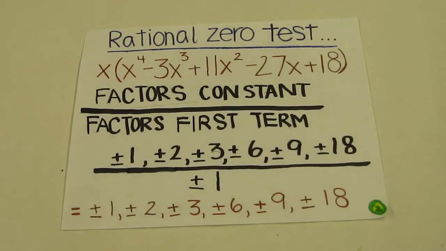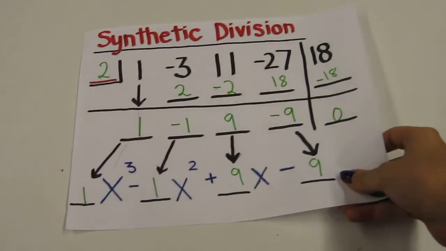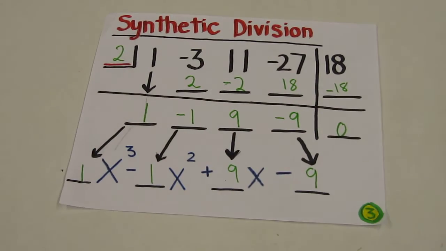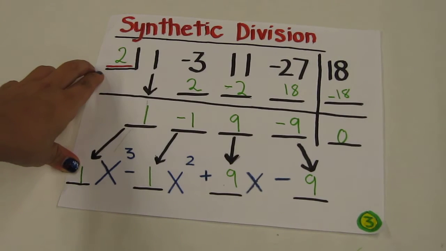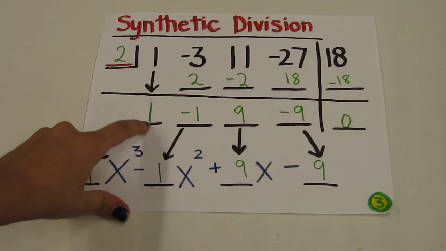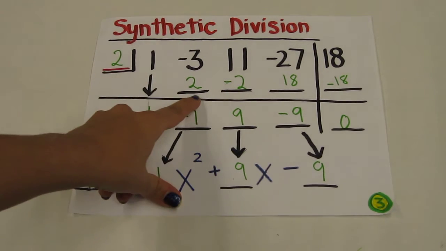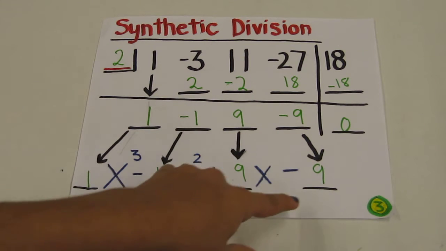Next, we have to do the rational zero test. And after doing this, we find the possible zeros are plus or minus 1, 2, 3, 6, 9, and 18. We're going to take one of these possible factors and insert it here. We take a 2, in this case. So first we bring down the first number, which is 1. We times 1 by 2, and we get a 2 here. We add the numbers up and we get negative 1. This continues throughout the whole equation.